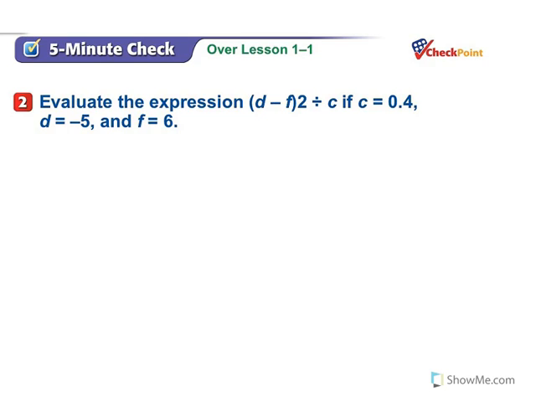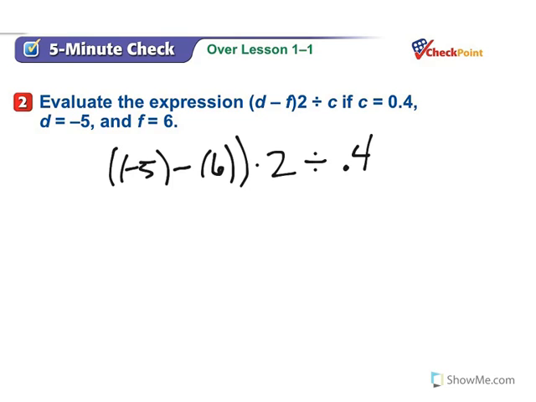Evaluate the expression (d - f) times 2 divided by c if c is 0.4, d is equal to negative 5, and f is equal to 6. First, we'll plug in d, which is negative 5, minus 6, which is f, times 2, divided by c, which is 0.4.